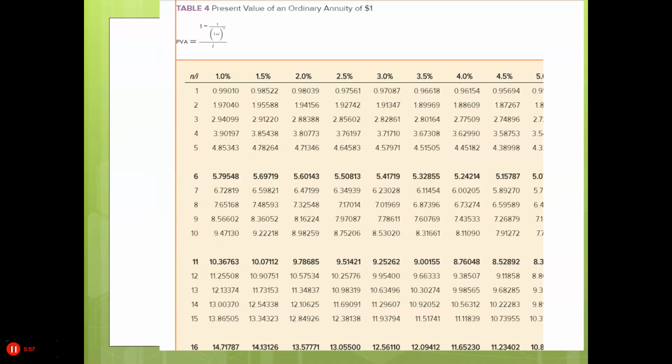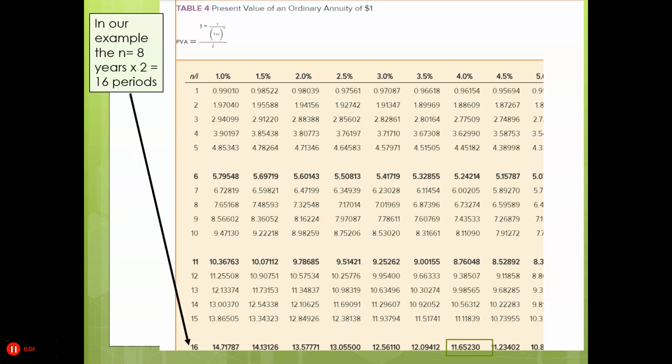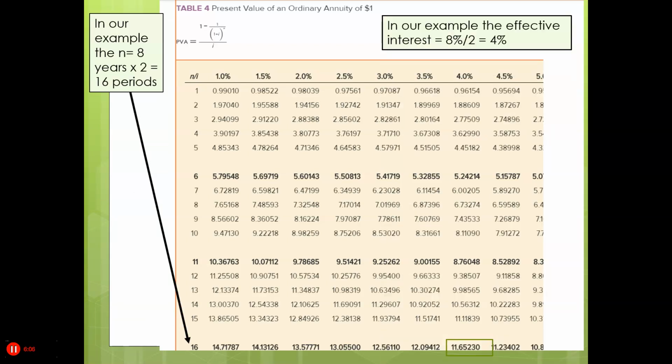Now we're going to go to the present value of an ordinary annuity table. Again, we're going to go to 16 periods and 4%, and that's the factor. We're going to take that times the cash payment that would be made every 6 months, based on the face of the bond times the stated rate.